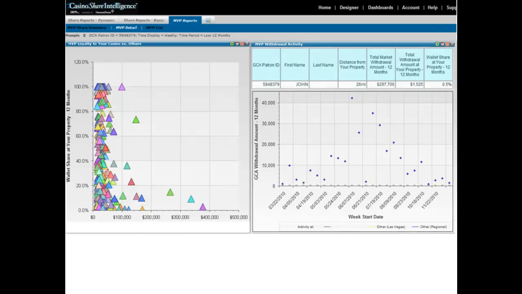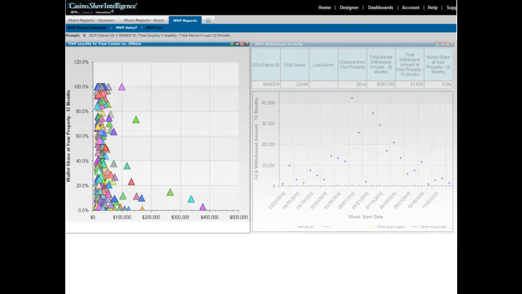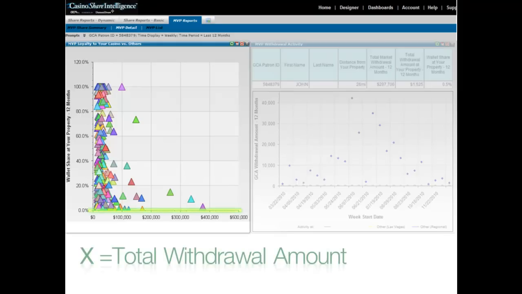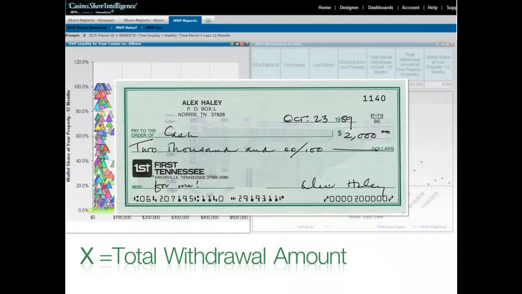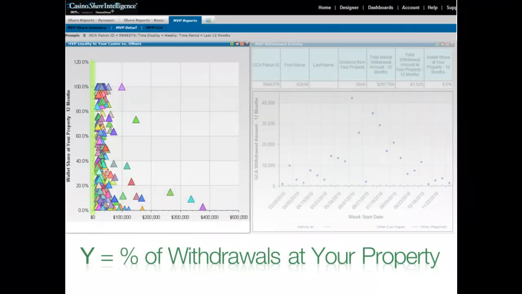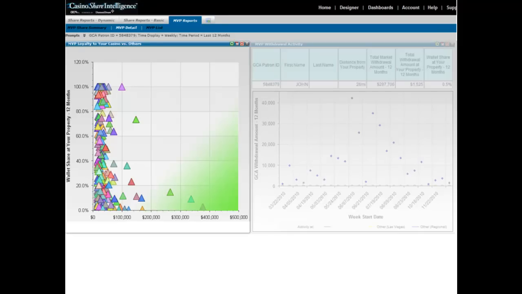Before looking at an individual's data, let's look at the chart on the left. Each triangle represents one of the top 400 players in your market who made at least one withdrawal from your property in the last 12 months. The x-axis is the total withdrawal amount over either 12 or 24 months. Withdrawals include everything we can track: credit card, debit card, check, and ATM withdrawals. The y-axis represents what percentage of the withdrawals were made at your property. The nearer the triangle is to the lower right, the greater the opportunity you have.